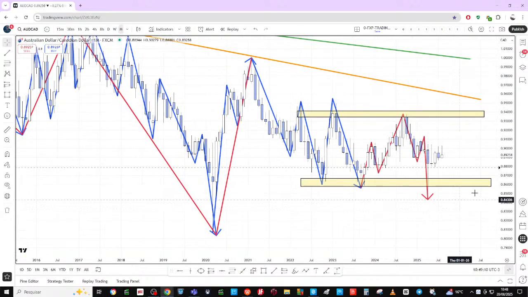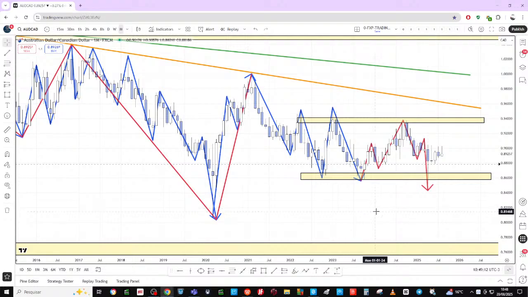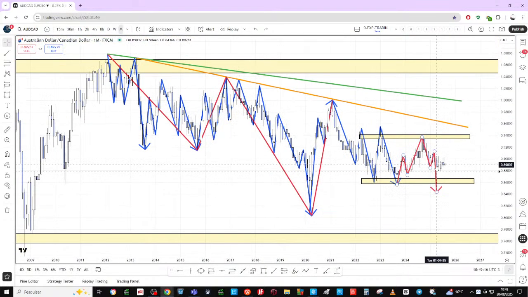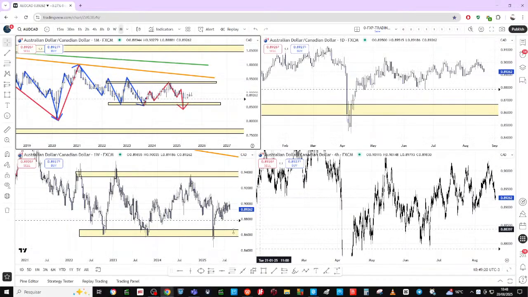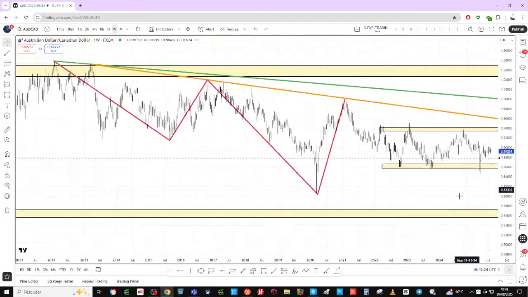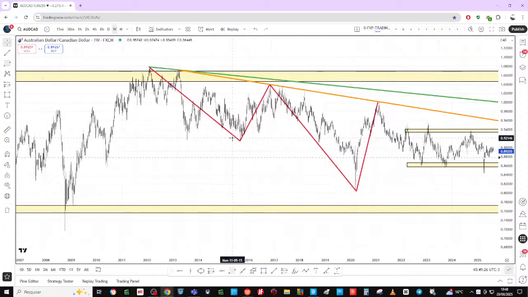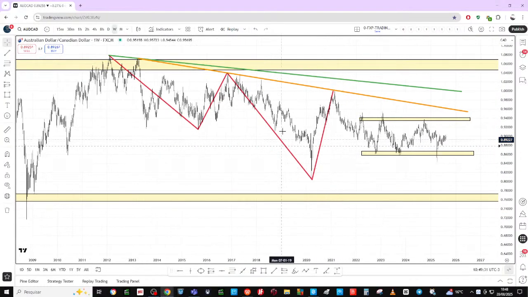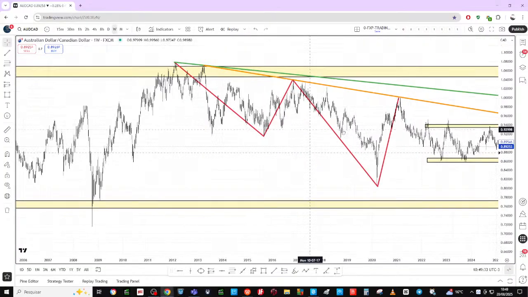Okay. Now, what else do we need to do? We need to take care of the consolidation. We need to take care of the market wave. Okay. Now let's go to the weekly, right? Weekly, and let's go up from the very beginning. And we need to check, double check, triple check if this is the same market wave.